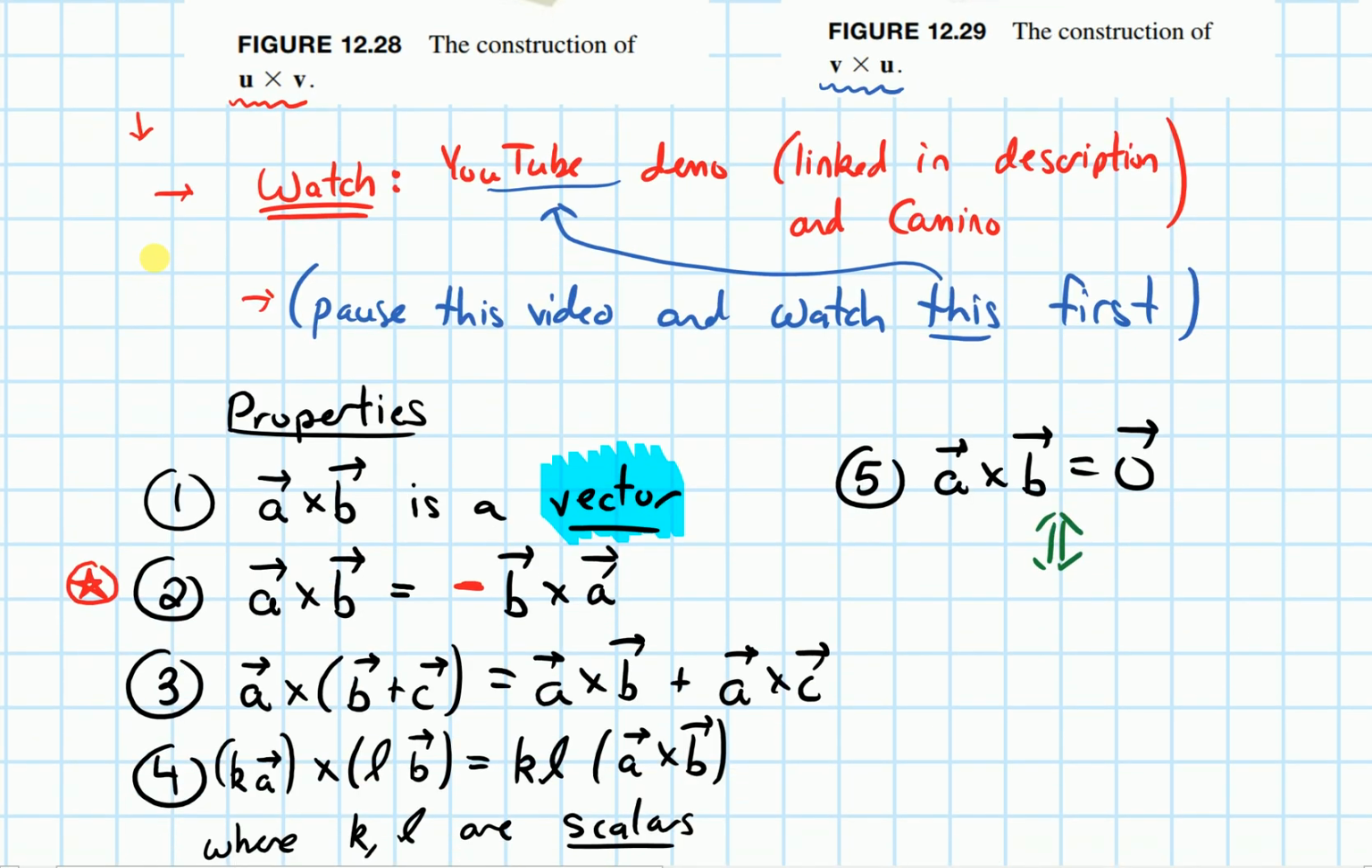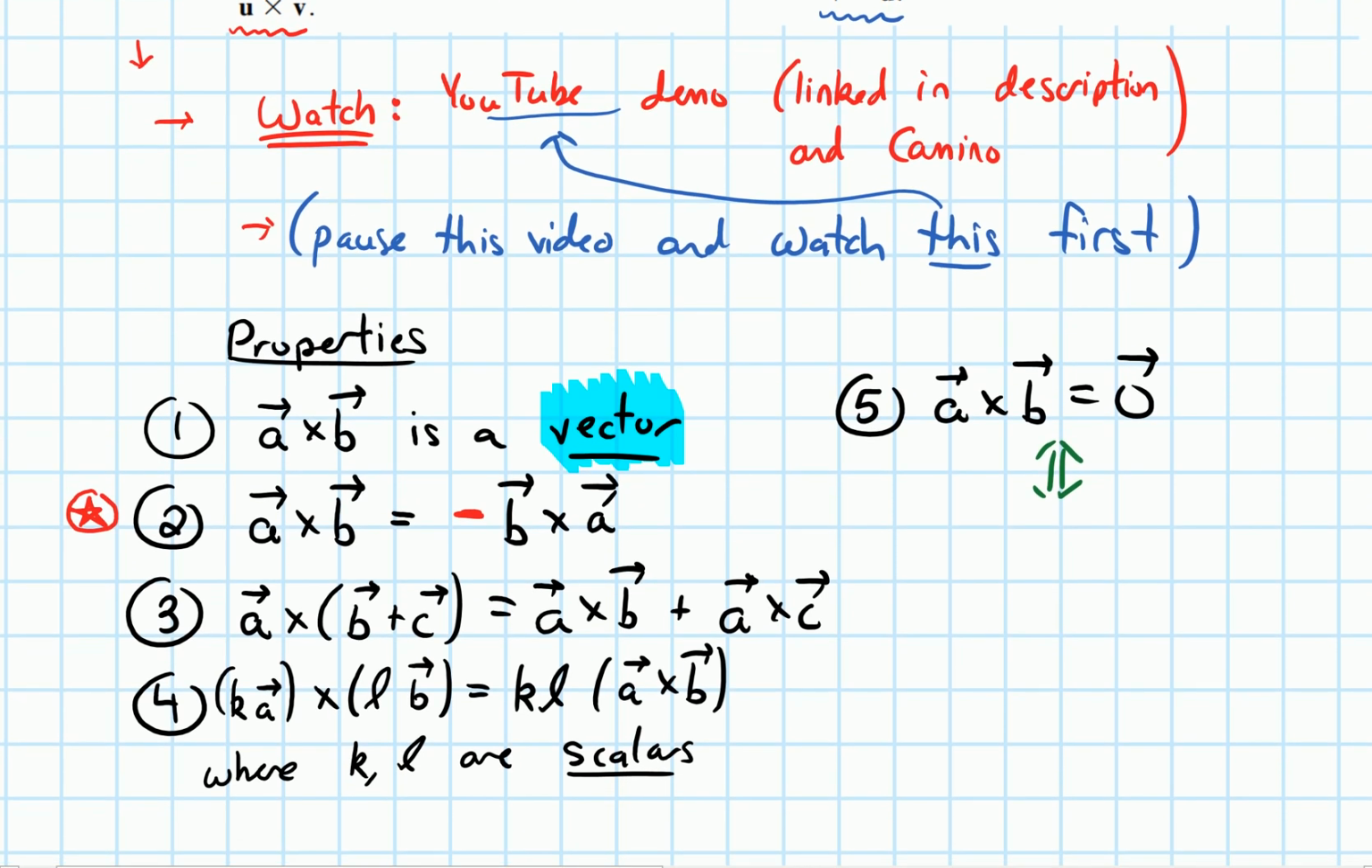Okay, and then properties 3 and 4 are, I think, what we'd expect to happen. So property 3 is a version of the distributive property, where we can distribute the A to the B and to the C here. Property 4 says if you have scalars K and L being multiplied by some of the vectors, you can pull them out in front of the whole thing.